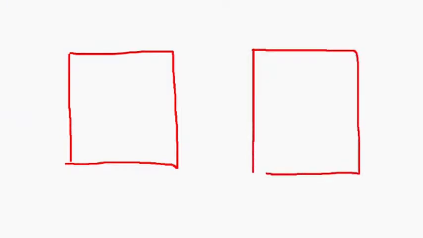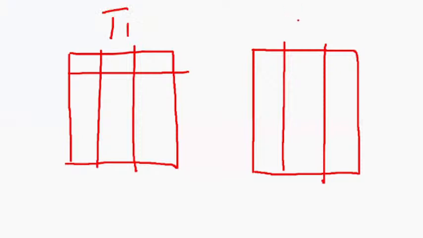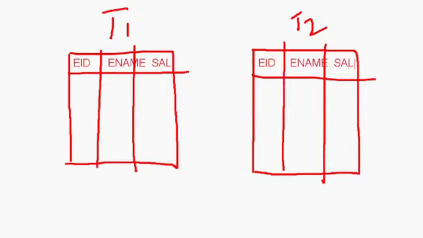For example, there are two tables we have, guys. Carefully observe, with the same structure, the same number of columns, and the same data types. Okay, now suppose there are two tables: table number 1 and table number 2. Here, suppose I have employee ID, employee name, salary. Here also we have employee ID, employee name, salary.